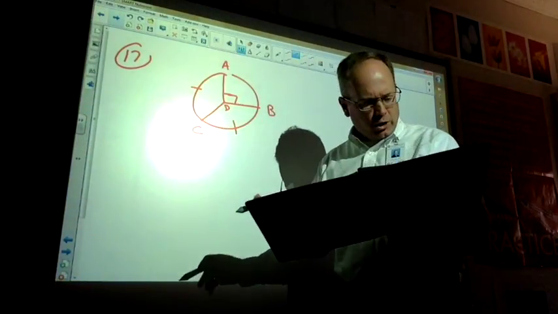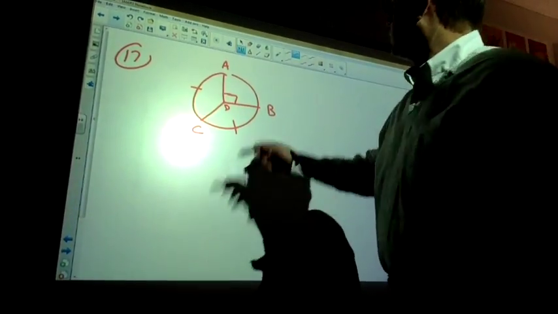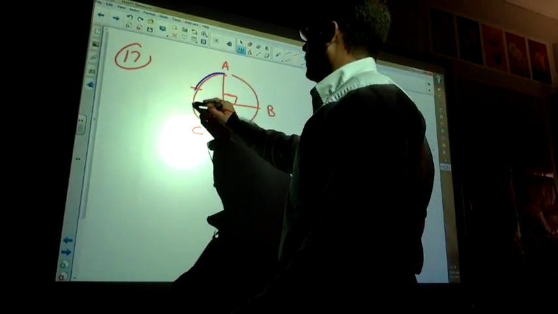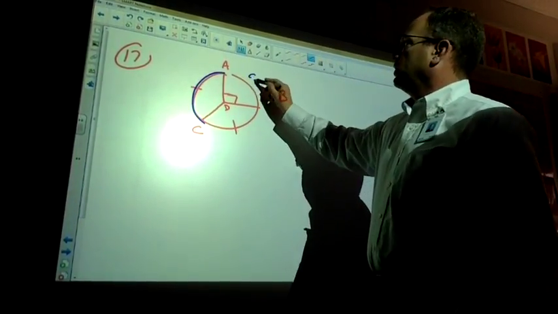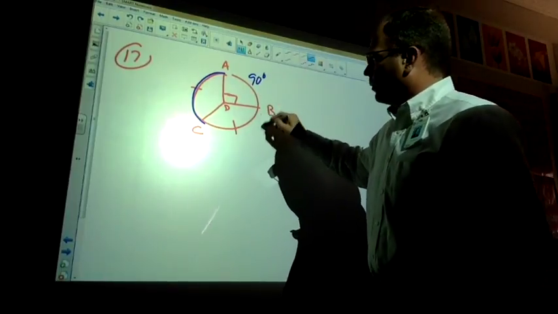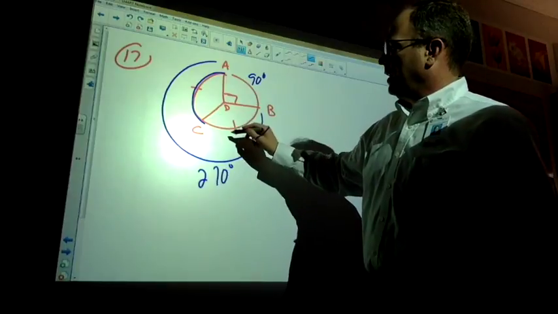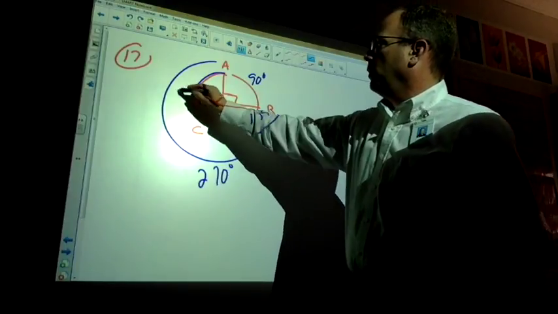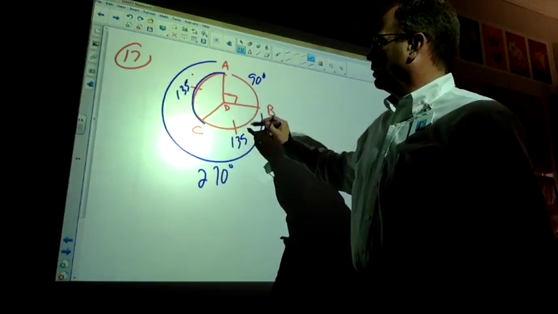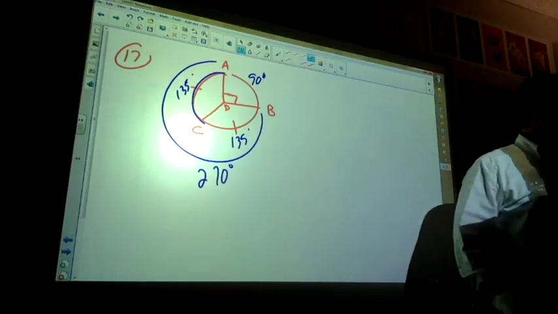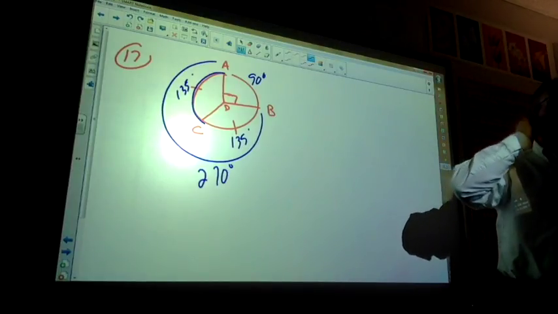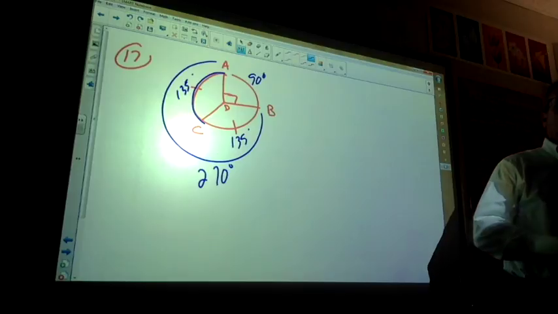Okay, find the measure of AC. So we want to look for this. We know this is 90, and then the rest of this has to add up to 270, and then I'm going to cut it in half, giving me 135 here and 135 here. And that's it. Is that cool? Anything else? Are we good to rock and roll?